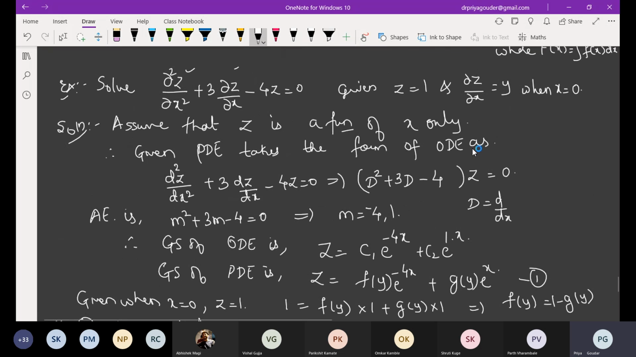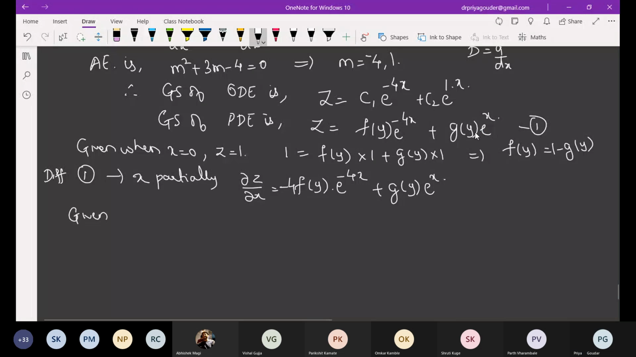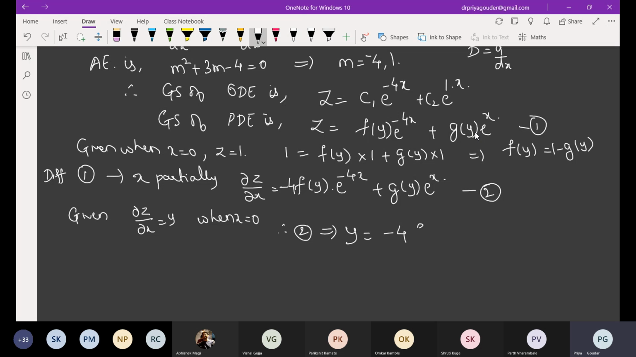What is the second condition given? dou z by dou x is y when x is 0. Yes, that's correct. Let me call this equation 2. So equation 2 becomes dou z by dou x, which is y, equal to minus 4 f of y into e raised to 0, which is 1, plus g of y and e raised to 0, which is again 1.